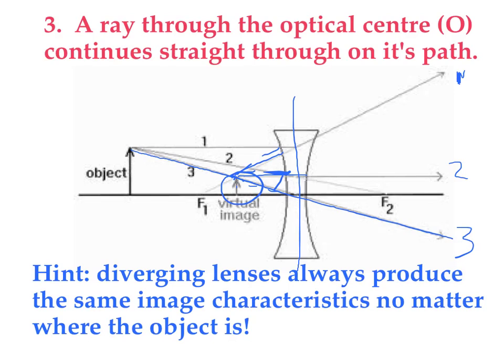And a hint at the bottom, like I just mentioned, the characteristics of the image. Diverging lenses always produce those same image characteristics no matter where you put the object. However, with those converging lenses, those convex lenses, where you place the object is going to determine the characteristics of your image. It will change. They won't always be the same. And so in class, you're going to be practicing drawing ray diagrams for converging lenses with objects in a multitude of places along that principal axis.